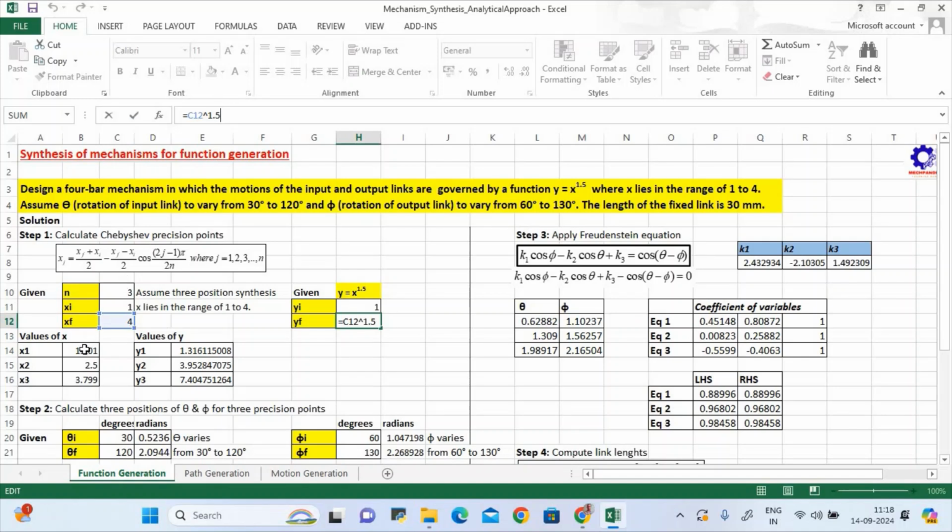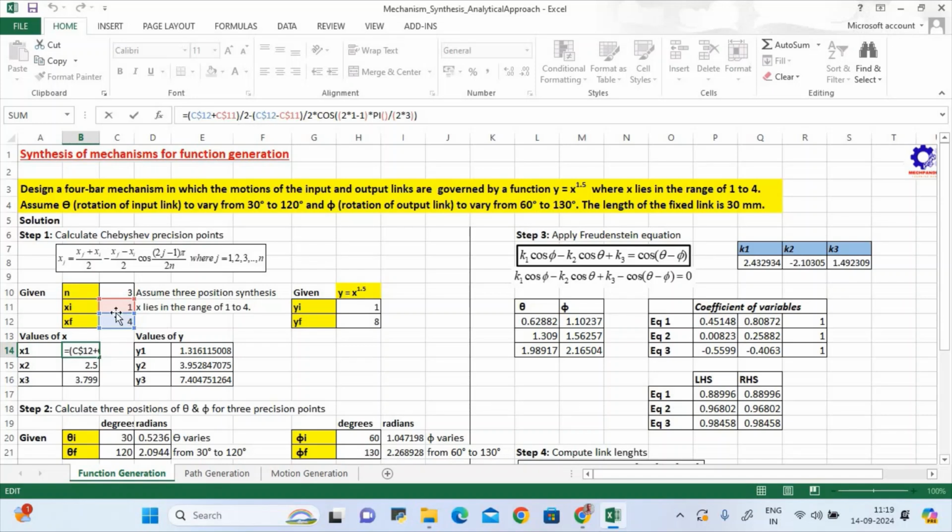Now let's move to the calculation of this Chebyshev precision point. So I have written down 3 precision points as x1, x2, x3. Now let us see how we can calculate x1. To calculate x1, we are taking this value (xi plus xf) by 2. So you can see here that this will be basically C12 plus C11 divided by 2. It's very easy to guess here that these values are not going to change for calculation of precision points. So just to fix these values, I have used a dollar sign here. So we can substitute something like this, that is $C$12 plus $C$11 divided by 2.